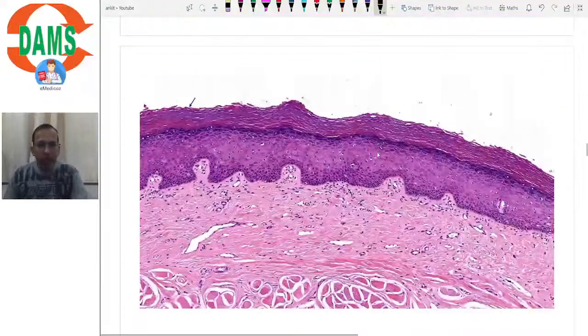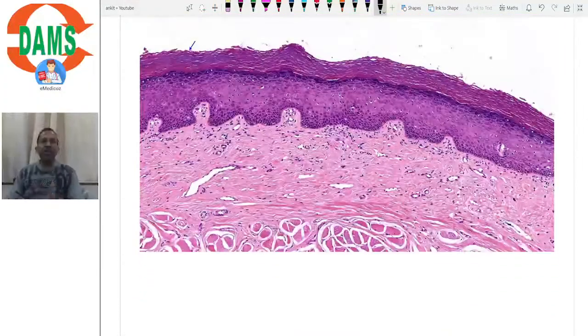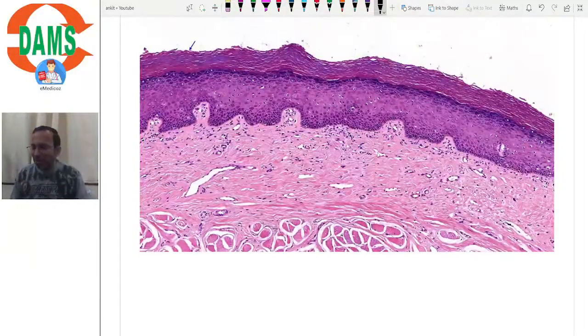Clear? Now let's take a look at this lesion. What do you think this lesion is? अब इस लीजन में क्या दिख रहा है? चलो थोड़ा सा इसको भी देख लेते हैं, राइट। Again there is a proliferation of keratin layer. Keratin layer appears to be thick.